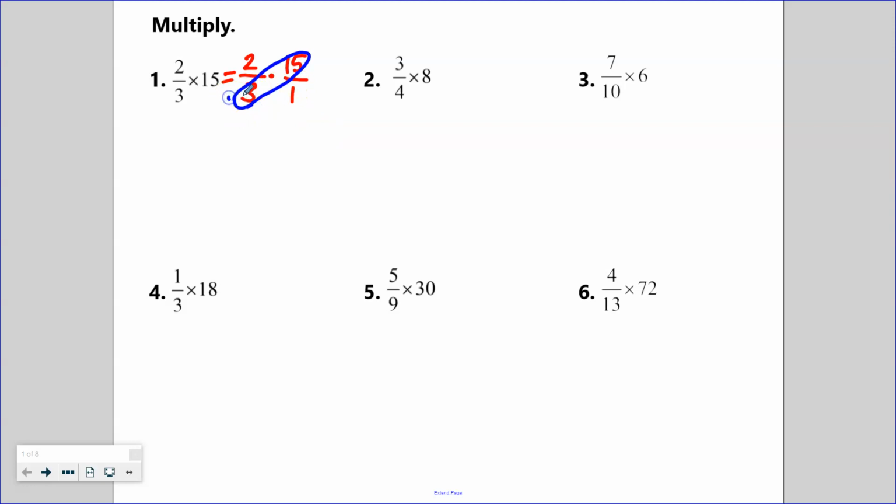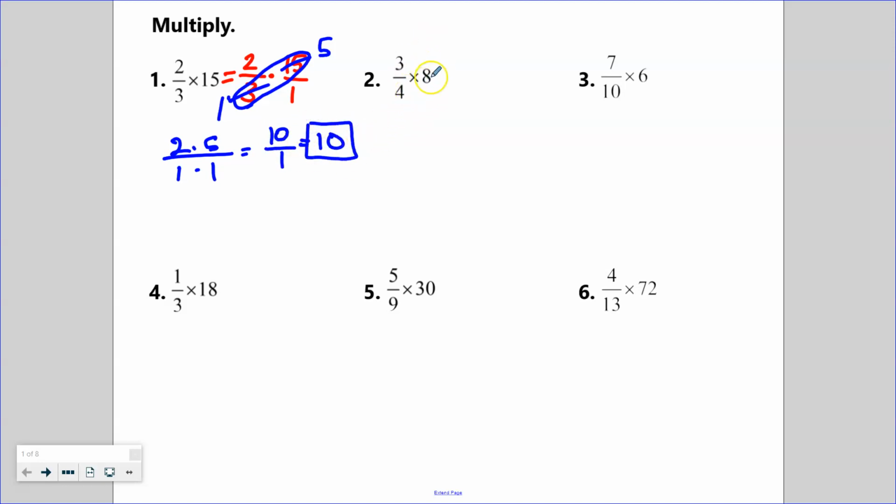But we know that there's one group of 3 and 3, and there's 5 groups of 3 there. Now it's already simplified as far as it can go, so a simple cross cancellation can save some time for you, and you don't have to multiply big numbers together and then do a bunch of division at the end, which I like. So we have 2 times 5 over 1 times 1, and that would be 10 over 1, which would be 10.